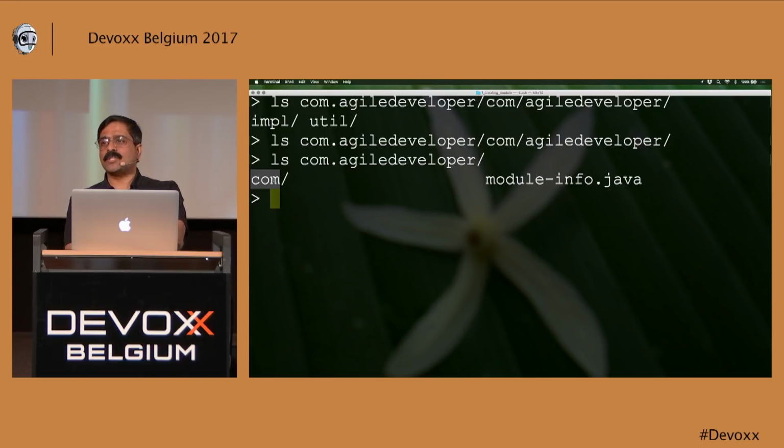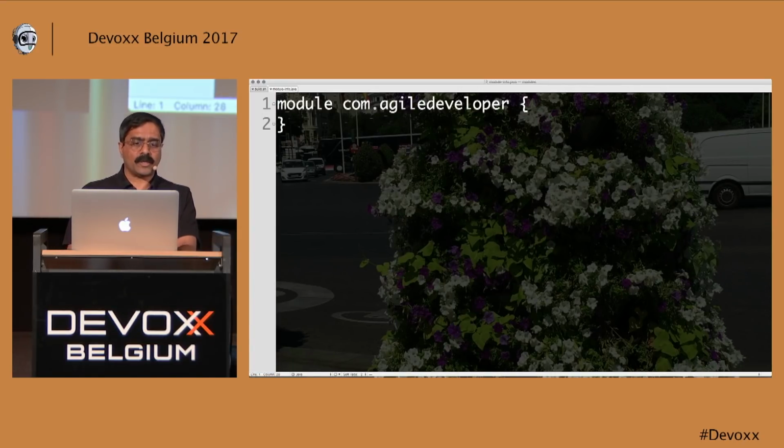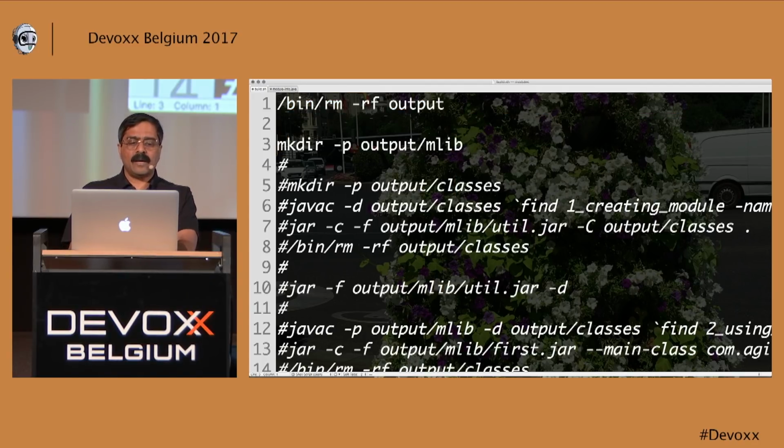So if your package is called a.b.c, wherever that A directory is, put the module-info in that directory. So that's where it sits. Well, with all that said, let's now take a look at how this is going to work. So I'm going to blow away my output directory. I'm going to create a mlib directory under output.